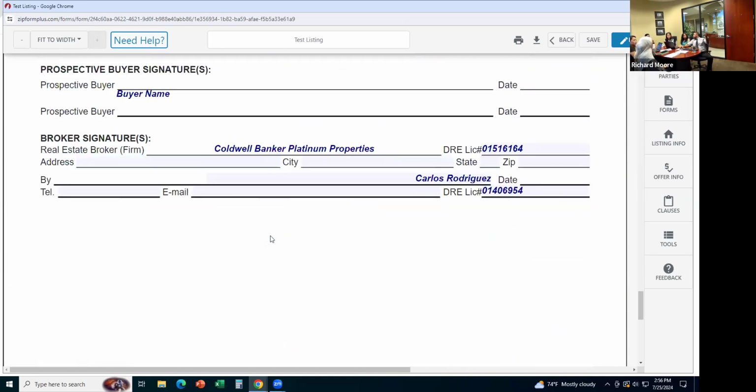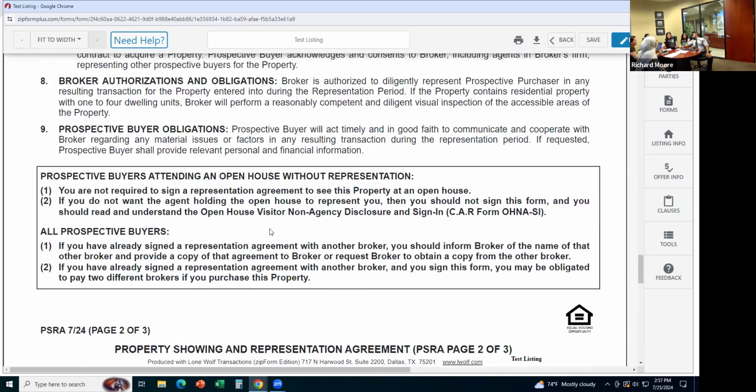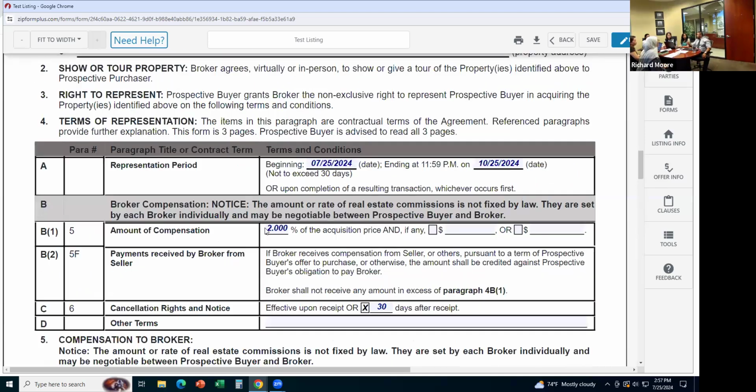And it's just signatures. What if someone wants to just look at the house, or the neighbor says, I'm not going to fill that out, I just want to look at it? They can't look at a property without having a contract signed with somebody. They have to have a contract signed with somebody to be able to tour properties.